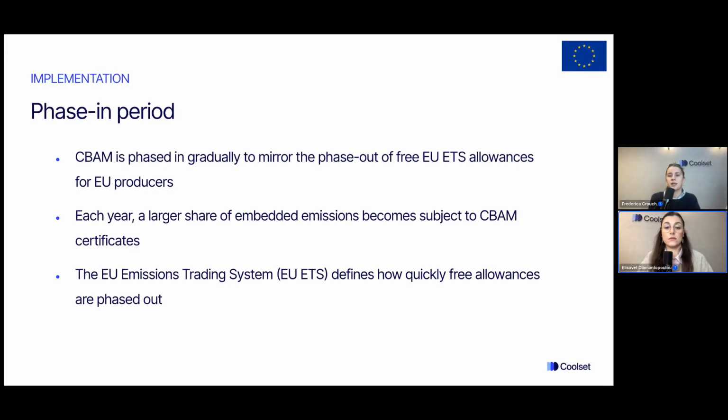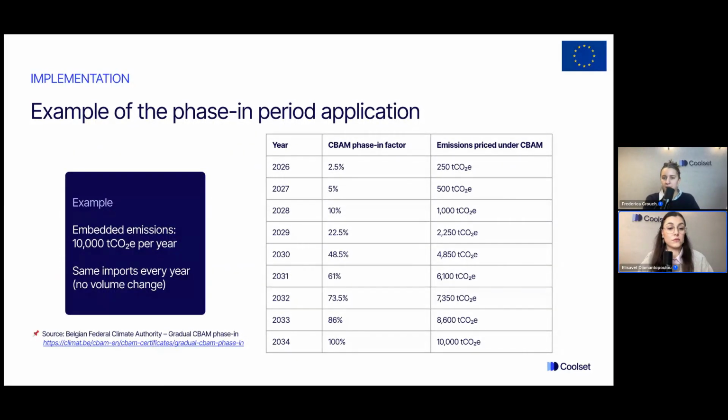And we can see on the next slide this phase-in period. So an example here, if the embedded emissions remain at 10,000 tons of CO2 emissions per year, and let's say for the example, this doesn't change between now and 2034, we can see at the moment you would only have to pay for 250 tons of those emissions. And in 2030, that would go up to 4,850. And then by 2034, you'd have to pay for 100%, and that's 10,000. So yeah, it's gradual, but also it's an incentive to keep reducing your emissions as time goes on.